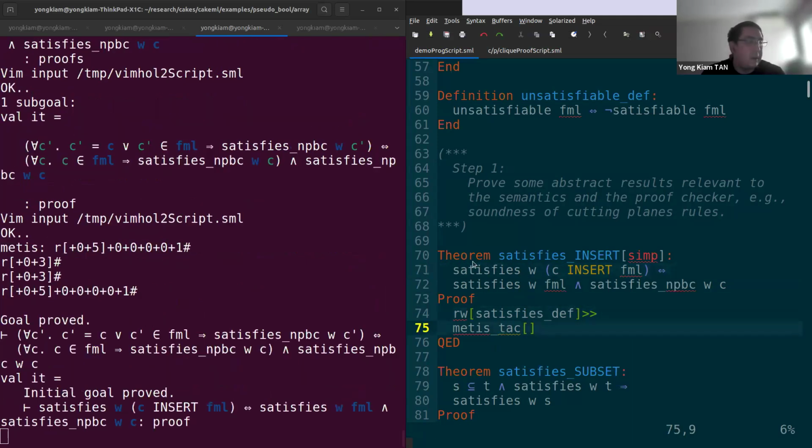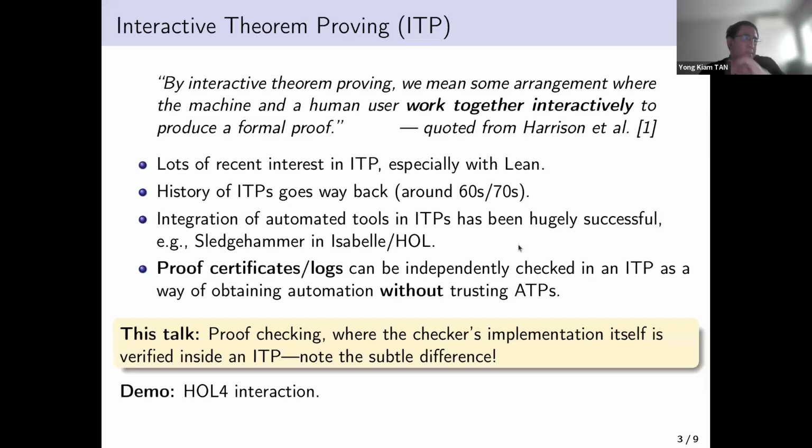So I hope the interaction model is somewhat clear. I would say the high level model is pretty much the same for most provers, but of course some have a much more polished interface than the one I'm using. Okay, so that's just a one slide view of ITP.